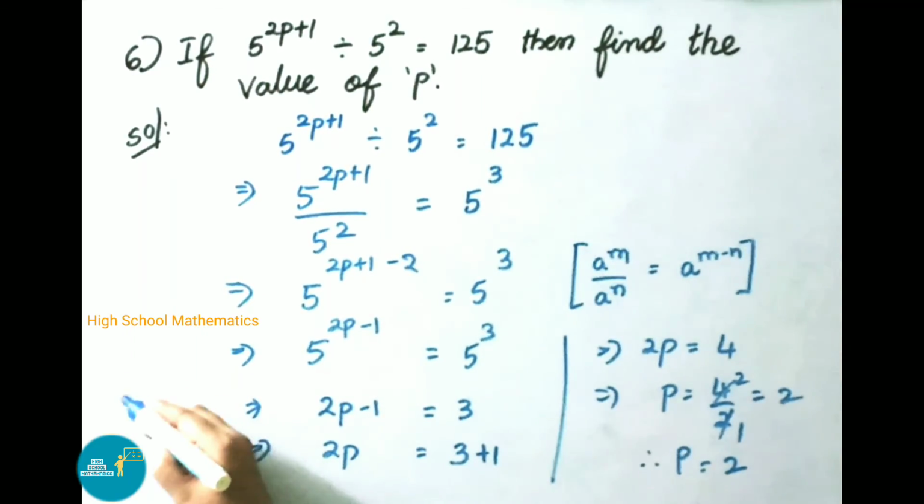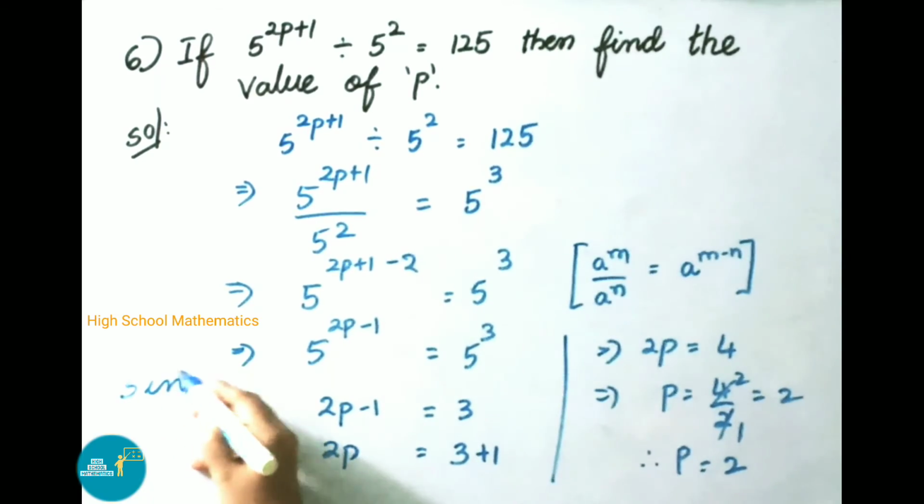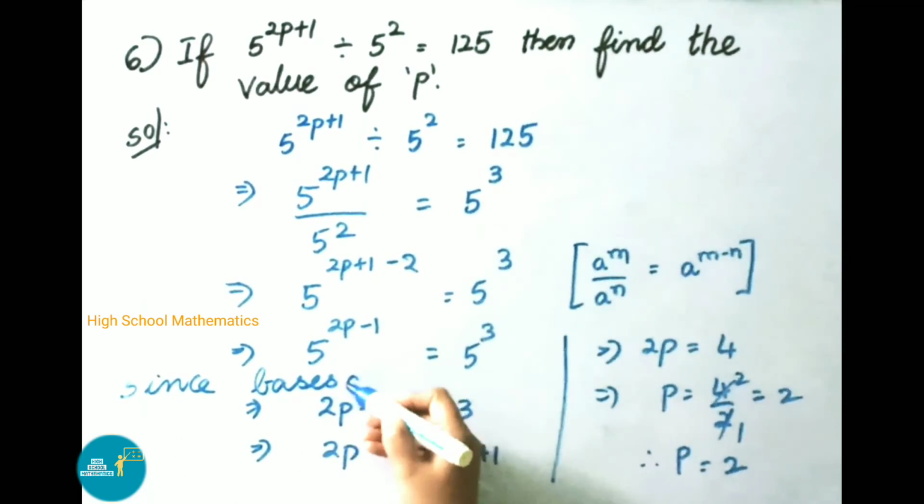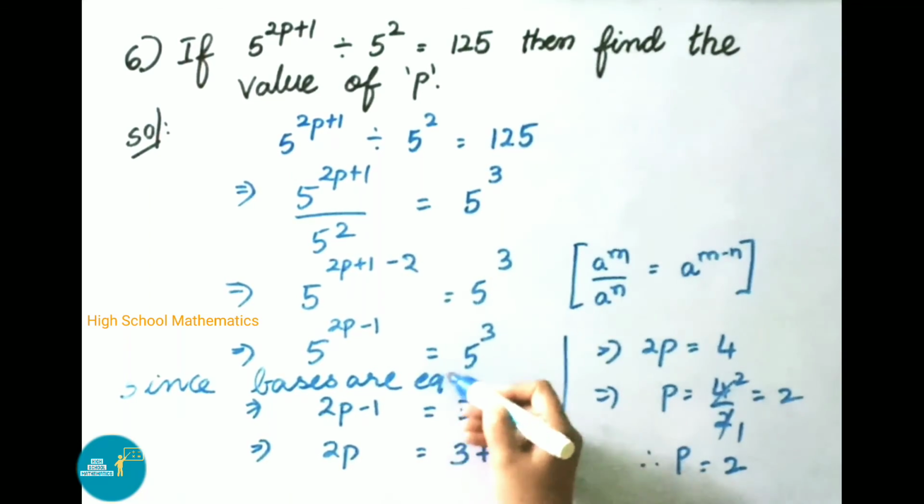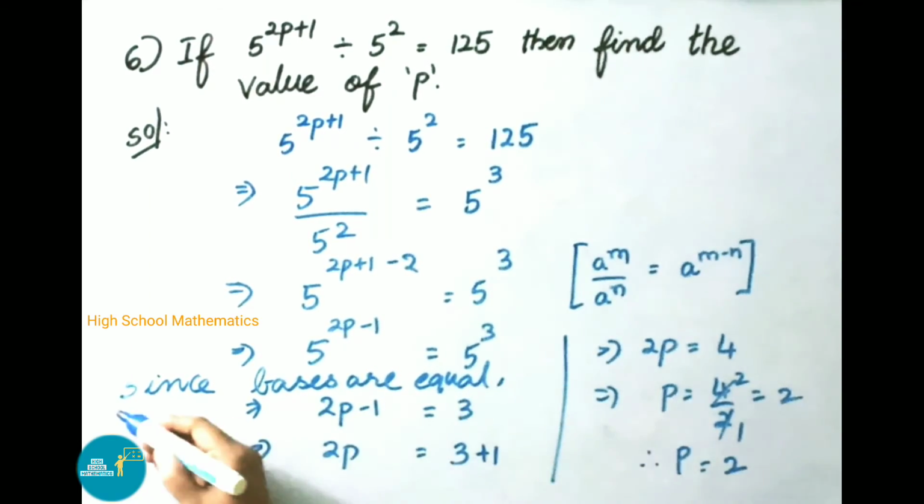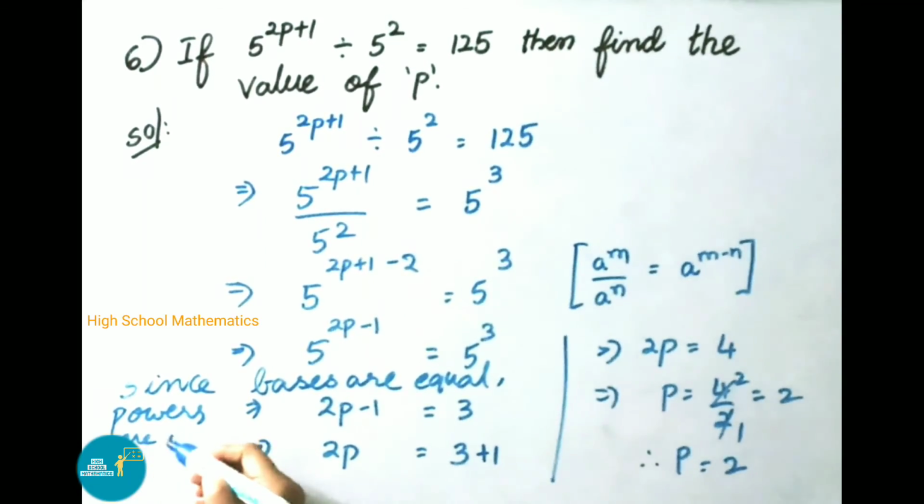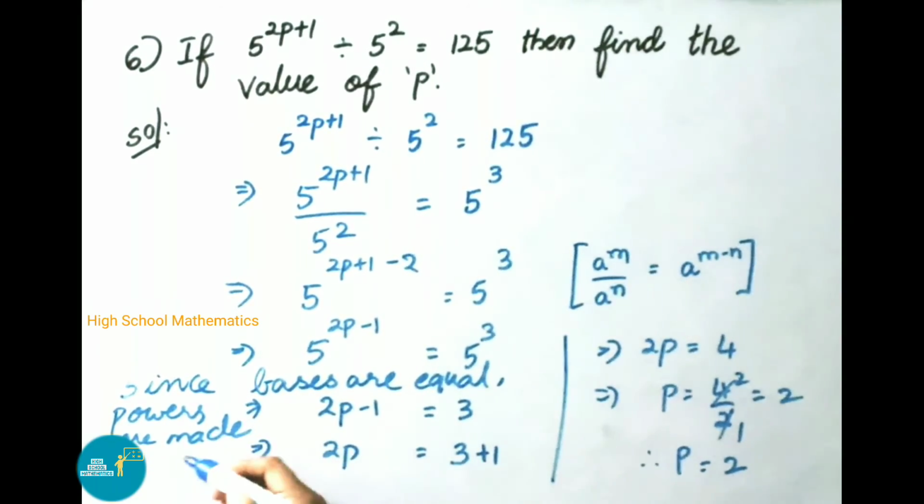Here we need to mention, since bases are equal, powers are made equal. So finally we got the answer, p value as 2.